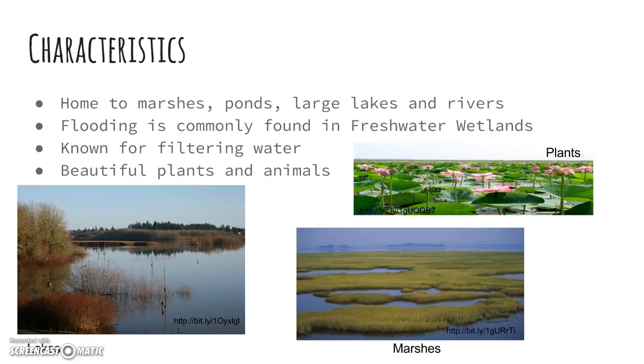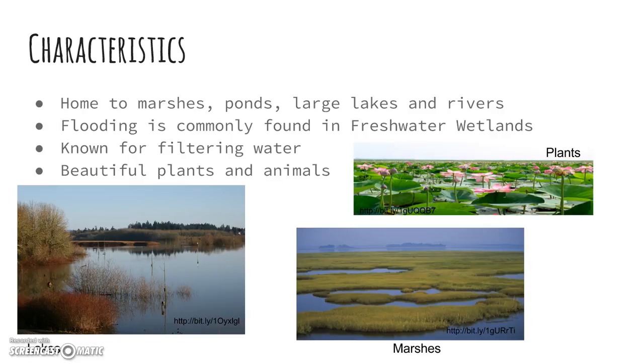The freshwater wetlands are home to many different wetlands, including marshes, ponds, large lakes, and rivers. Something that is commonly found in the wetlands is flooding. A plus side to all that water coming in is water filtering. Wetlands provide clean, filtered water to its many species living there.